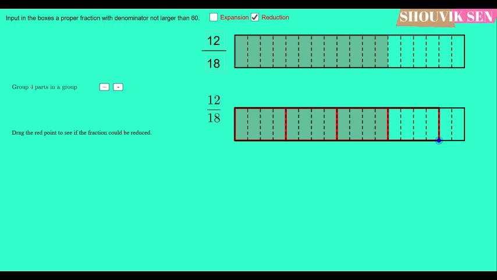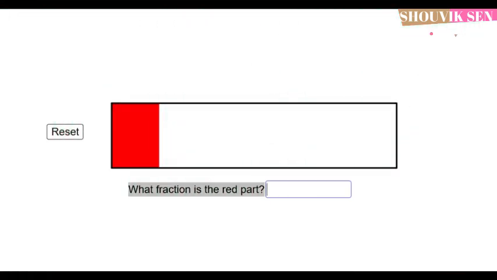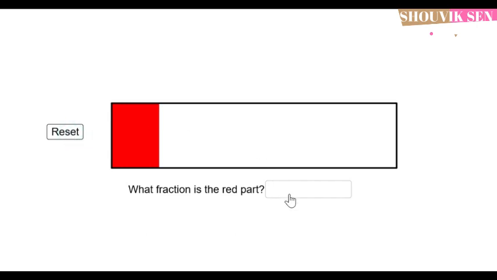Let us guess some fractions now. What part is this red one out of the entire thing? Alright, if I divide this entire thing into 5 parts and I guess 1 by 5, one part of the 5, it's too big because you can see that blue part is my guess, right? That blue part is more than the amount which was painted red, so hence my guess was too big. Let us guess for this number. What can we guess for this number? Can you guess? Try it.